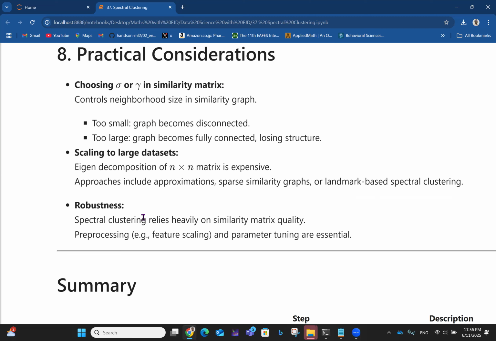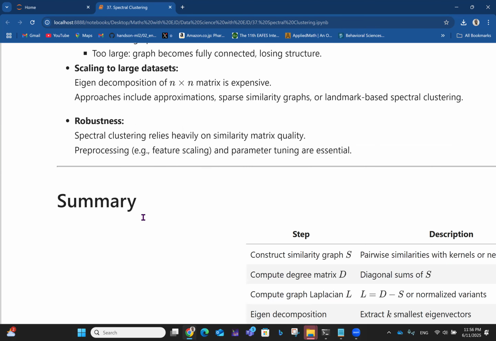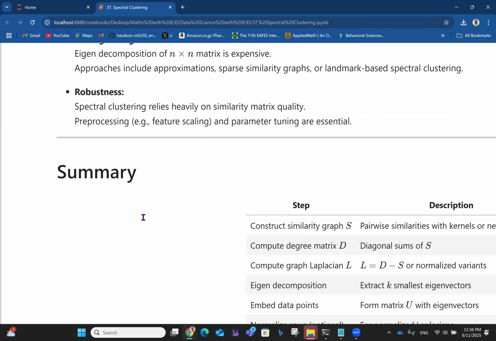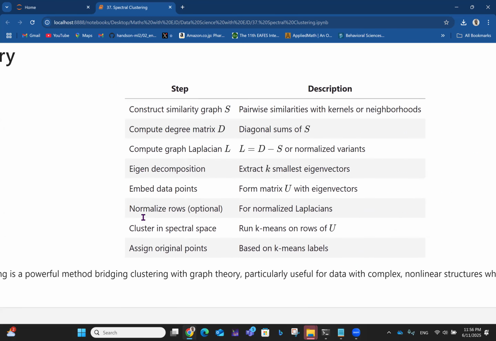So if you check the playlist on eigenvalues and eigenvectors, you can see the process can be really tedious, even for a matrix as simple as 3 by 3. So it's not as easy. Then robustness: spectral clustering relies heavily on similarity matrix quality, and preprocessing, feature scaling and parameter tuning are essential.